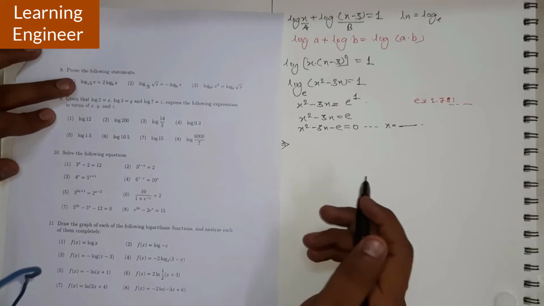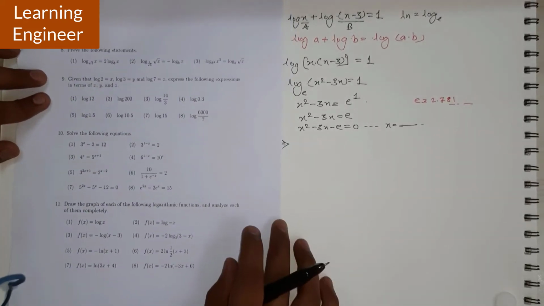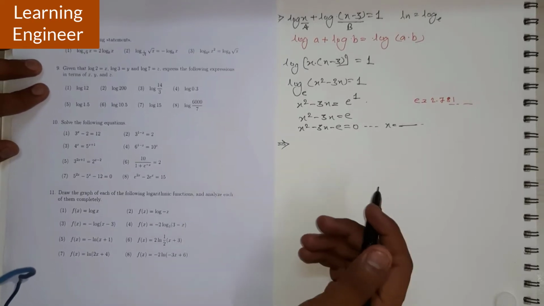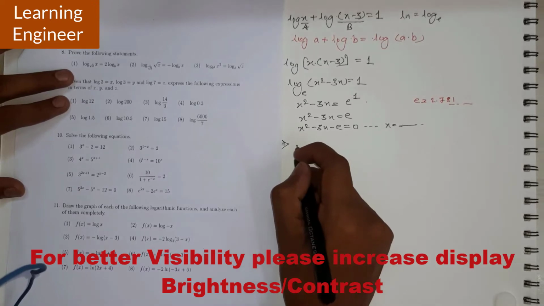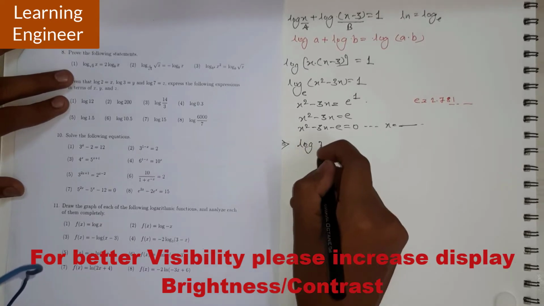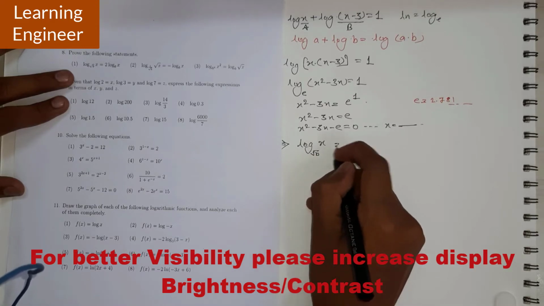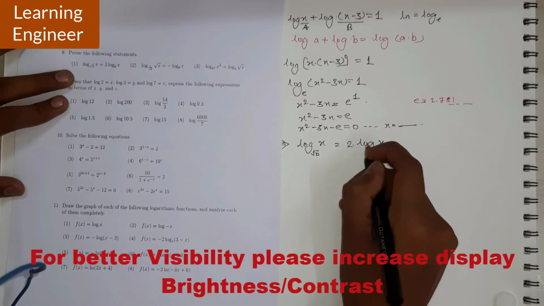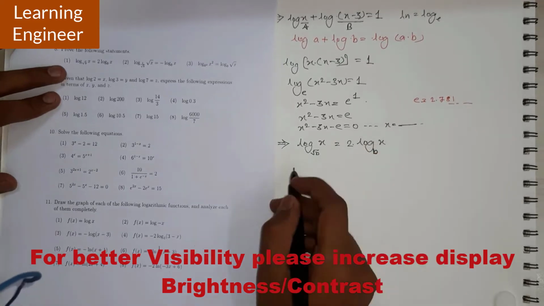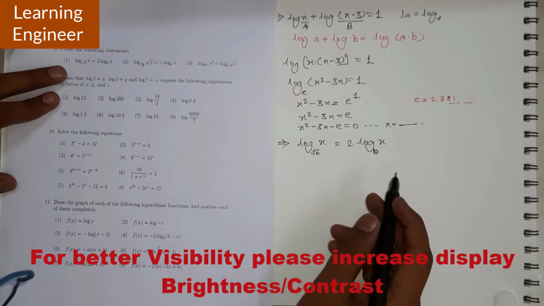Prove the following statement. We have to prove the left hand side is equal to right hand side. So how can we prove that? The given question is log of x to the base root b is equal to 2 into log of x to the base b. This is the given question. We have to prove left hand side equal to right hand side.